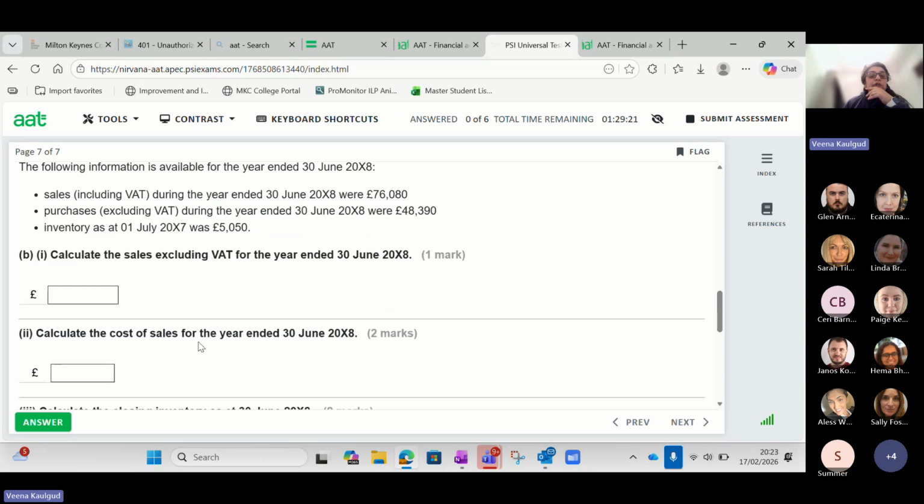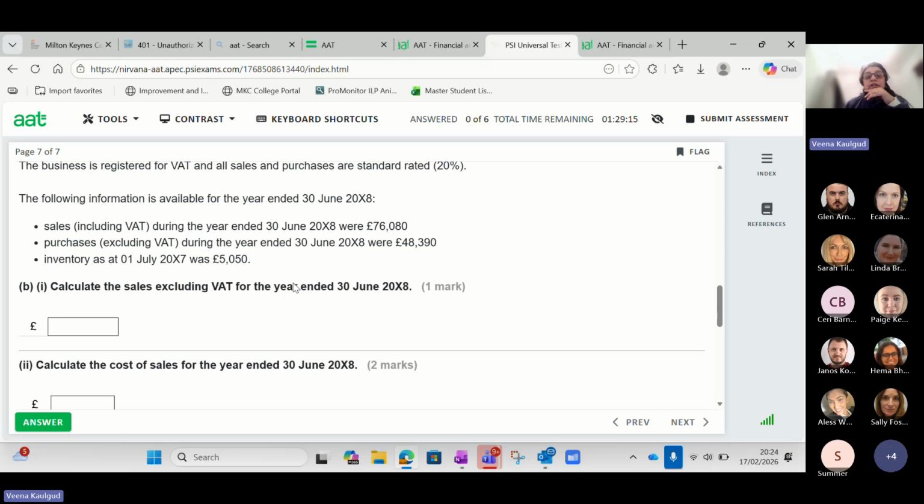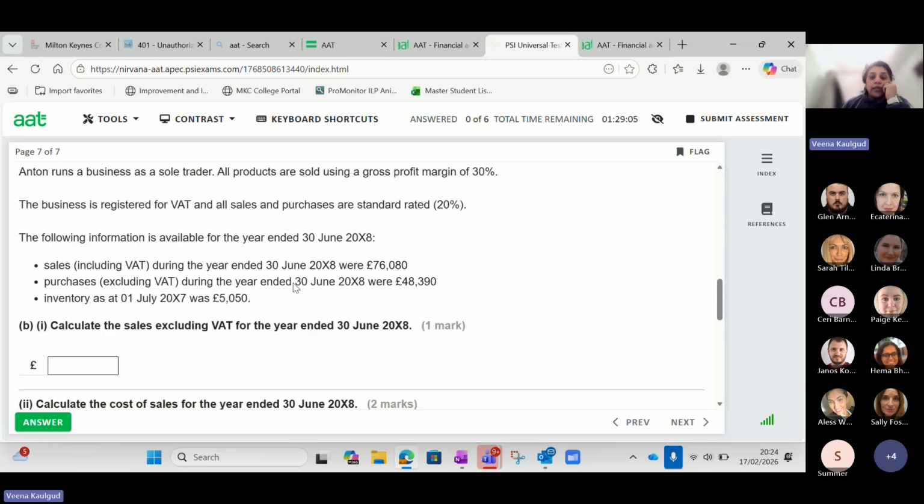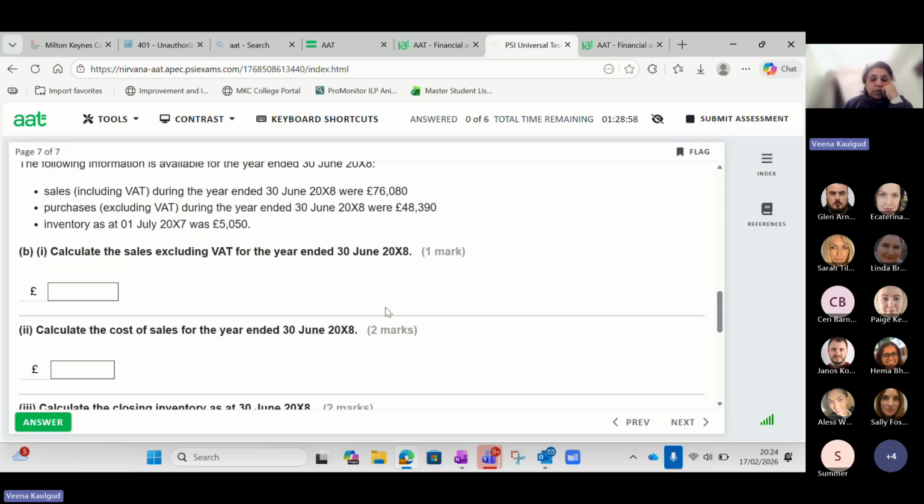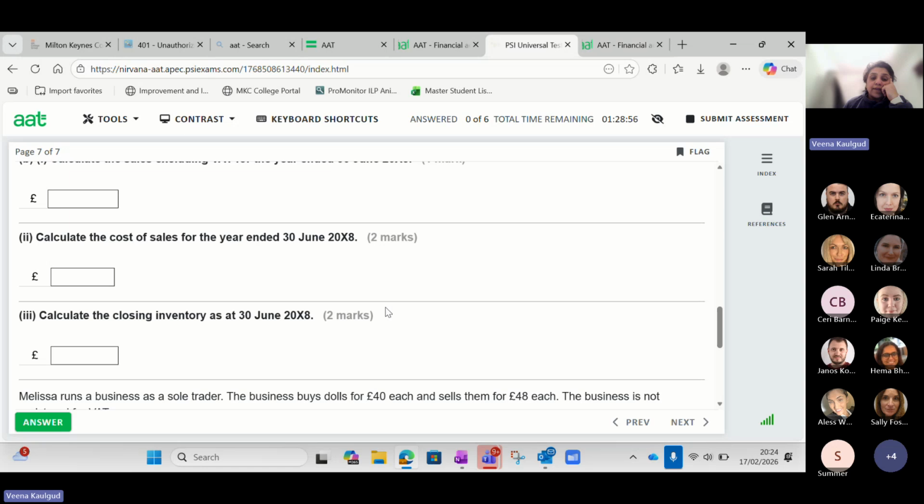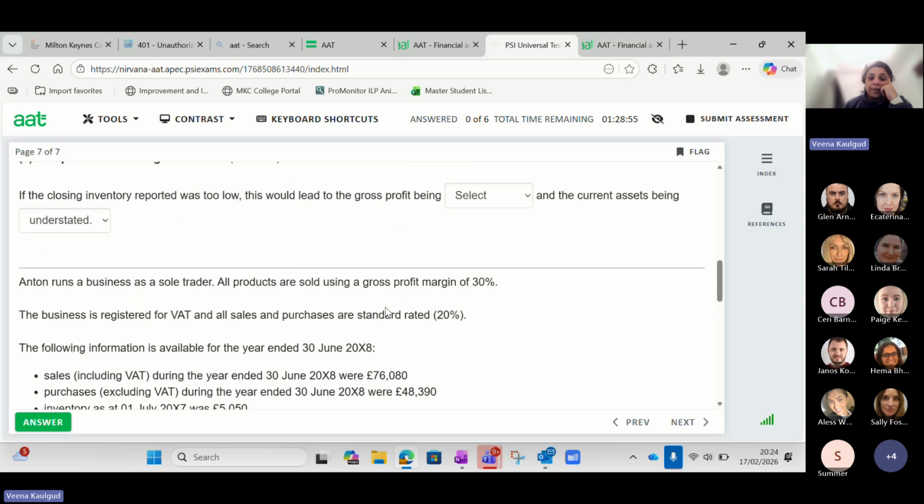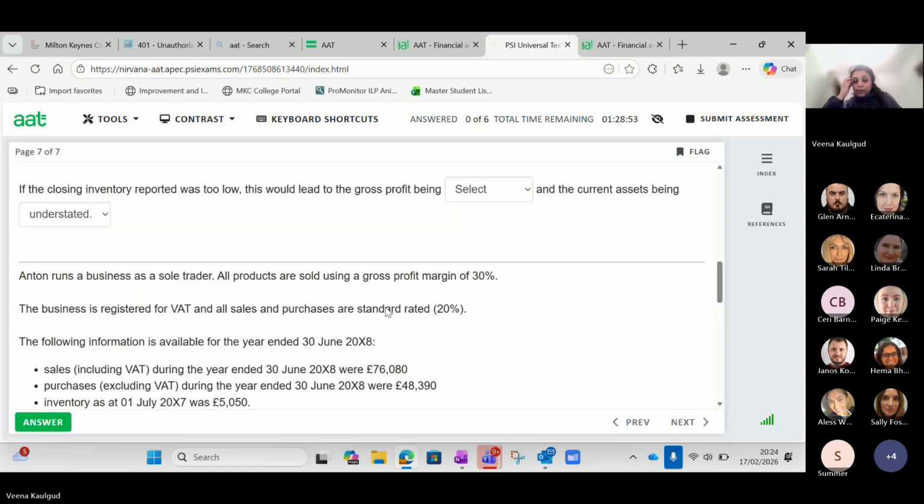Next question. Calculate the cost of sales for the year ended. Now, how would you find the cost of sales? Opening inventory plus purchases minus closing inventory. That is going to give you the cost of sales. How do we do that now? All products are sold. Is there another question? Closing inventory. Okay, they're asking us to calculate the closing inventory. Fine. Let us do this question.